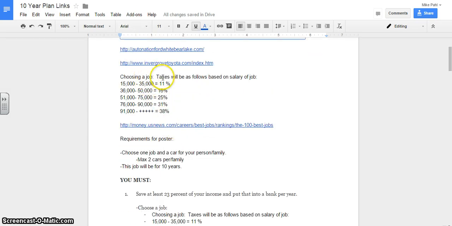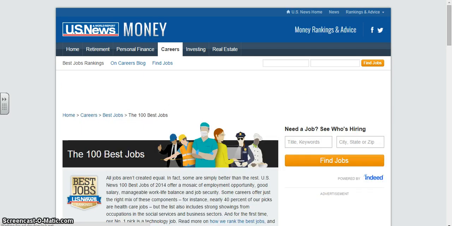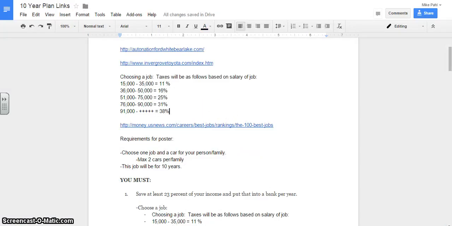When you're choosing a job, the taxes will be as follows based on the salary of the job. So if your job makes between $51,000 and $75,000, 25% of your salary will go to taxes. So you'll have to take that off. That's like a debit. Sorry. If you click on that link right there that I just clicked on, this one right here, that will bring you to this website.